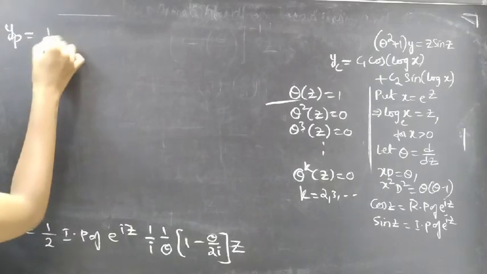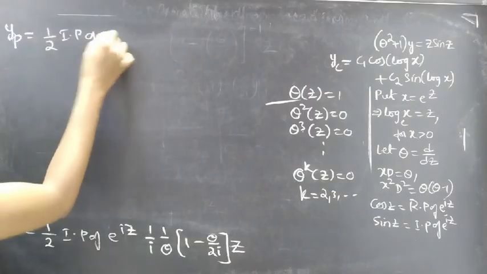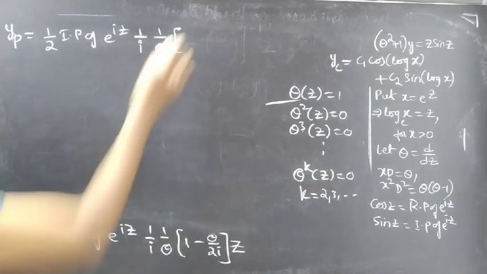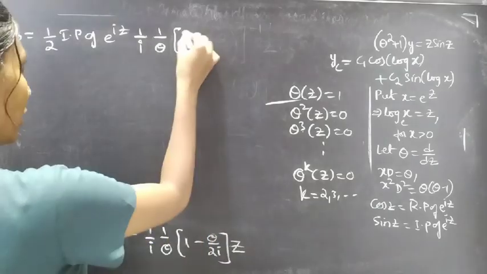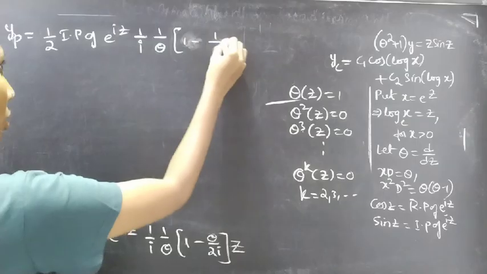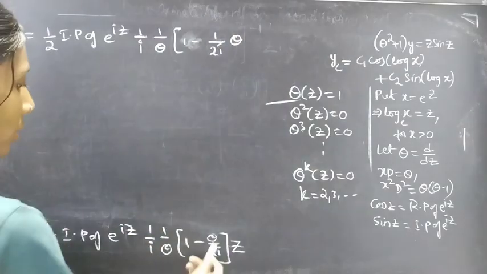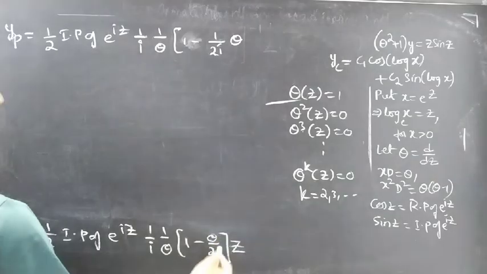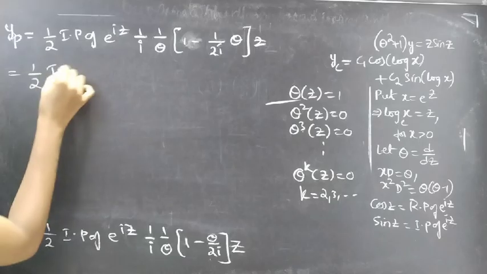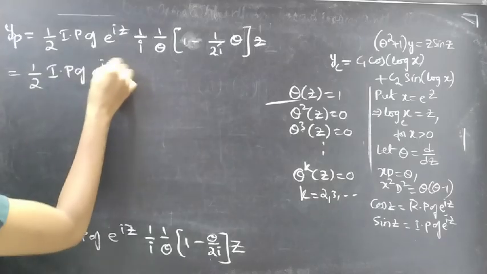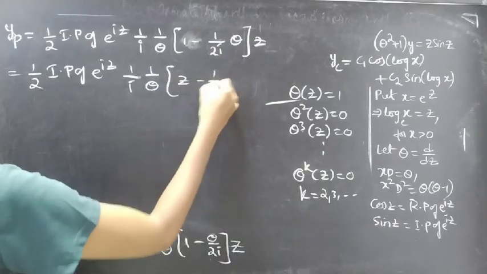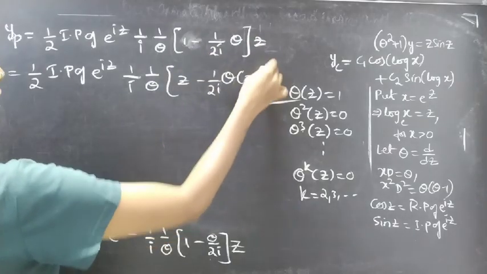Then this becomes 1 by 2 into the imaginary part of e power iz into 1 by I into 1 by theta into 1 into z. We can just write it as 1 minus 1 by 2i into theta. We'll write theta by 2i as 1 by 2i into theta into z. This equals 1 by 2 into the imaginary part of e power iz into 1 by I into 1 by theta into 1 into z minus 1 by 2i into theta of z.